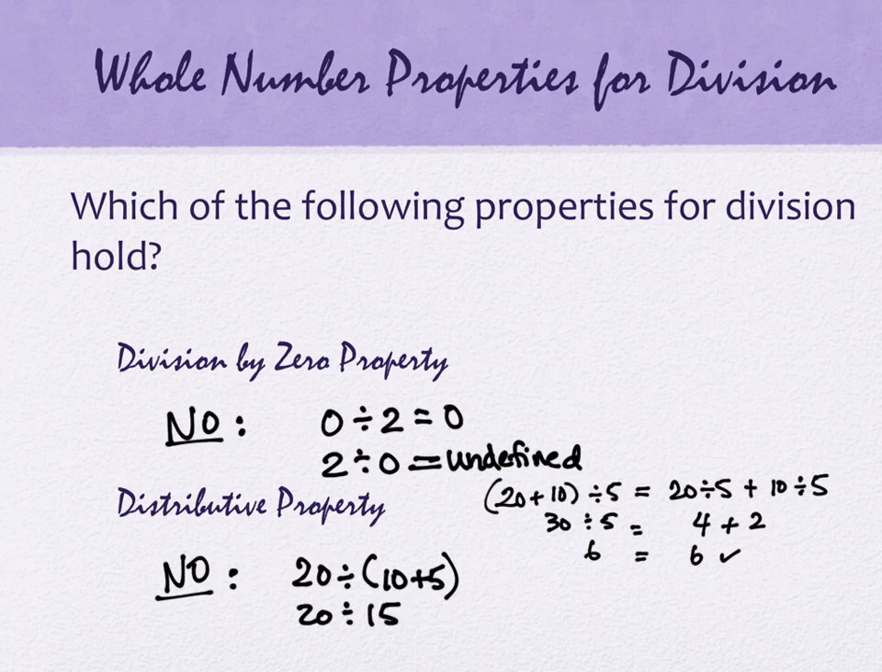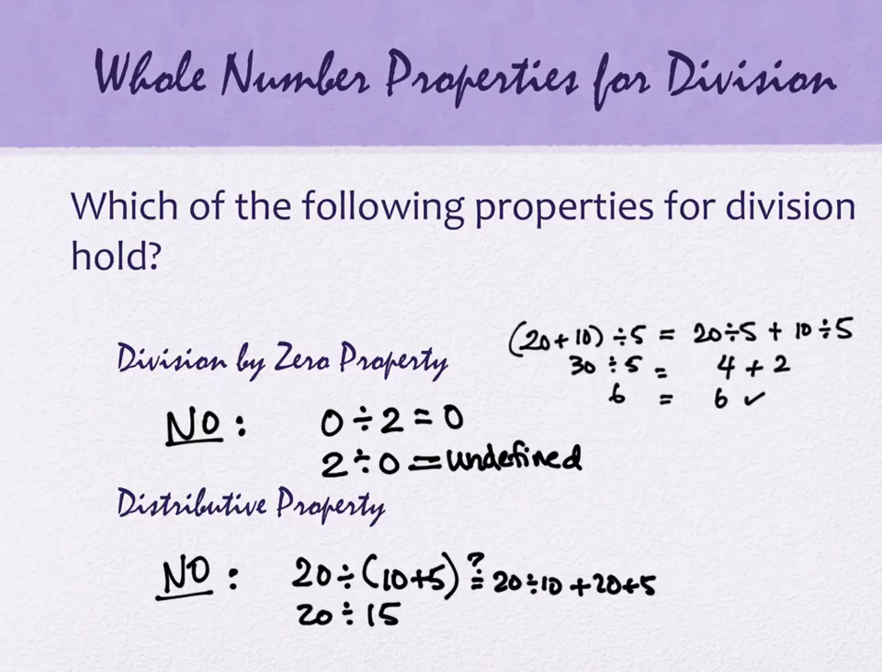But if we tried to do it on the other side and sort of check it, 20 divided by 10 plus 20 divided by 5 would actually work really nicely. What's 20 divided by 10? 2. And 20 divided by 5? 4. This is 6. And on the left-hand side, it's not 6, right? Whatever it is, it's not equal to 6. It's not even a whole number, in fact. So it works in one direction, but it doesn't work in both directions, which is what it takes for it to be a property, in this case for distribution.